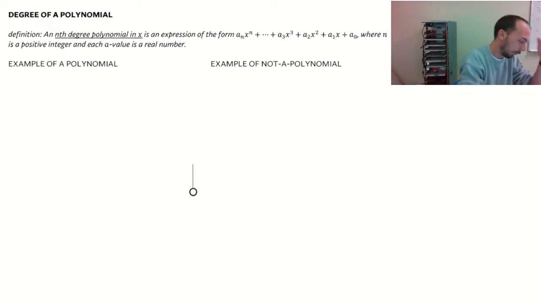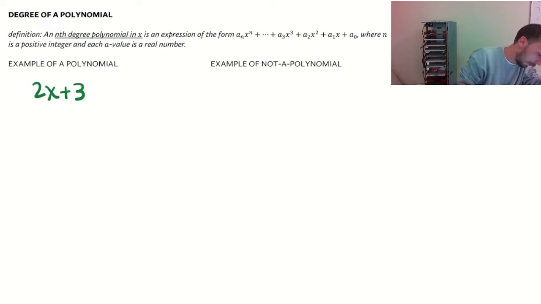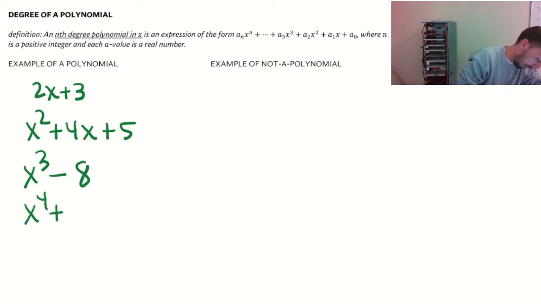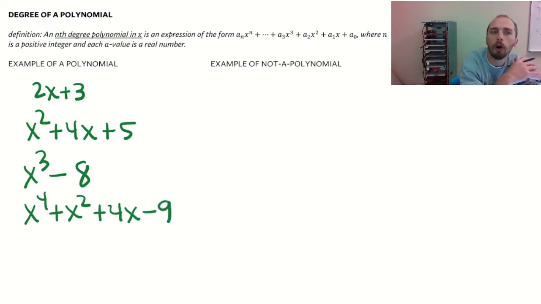Okay. So an example of a polynomial, we've worked with a lot of them this year. Linear equations were polynomials. So 2x plus 3 was a polynomial. Okay. Quadratics, x squared plus 4x plus 5. That's a polynomial. Higher degree objects like we're interested in today, like x to the 3 minus 8 or x to the 4 plus x squared plus 4x minus 9, I don't know, something like that. These are all polynomials.